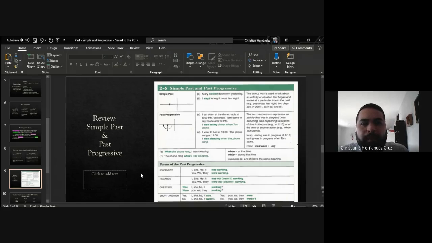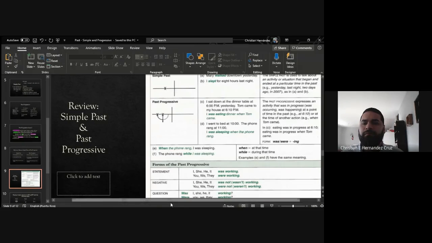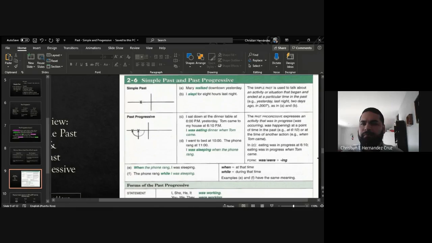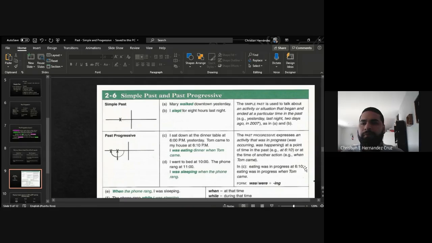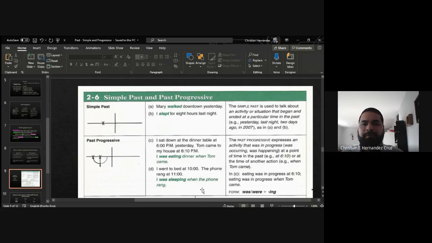Okay, so let's review the simple past and the past progressive. Sorry about that. I don't know if you guys can see that. Maybe I could zoom in a little more. Okay, so I think that should be fine.